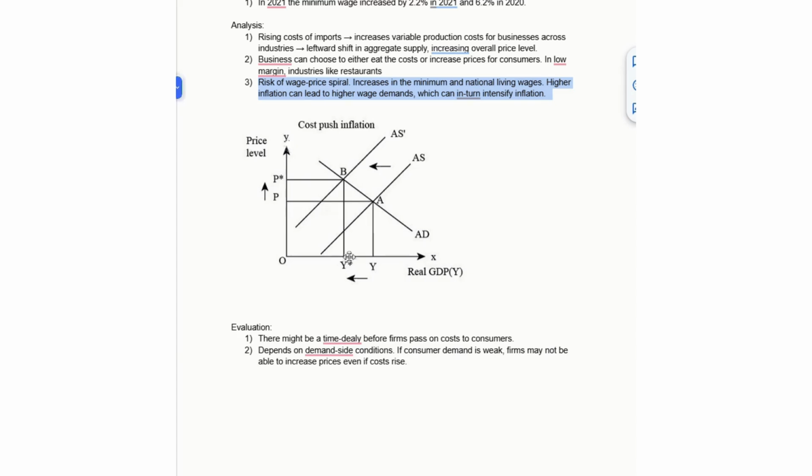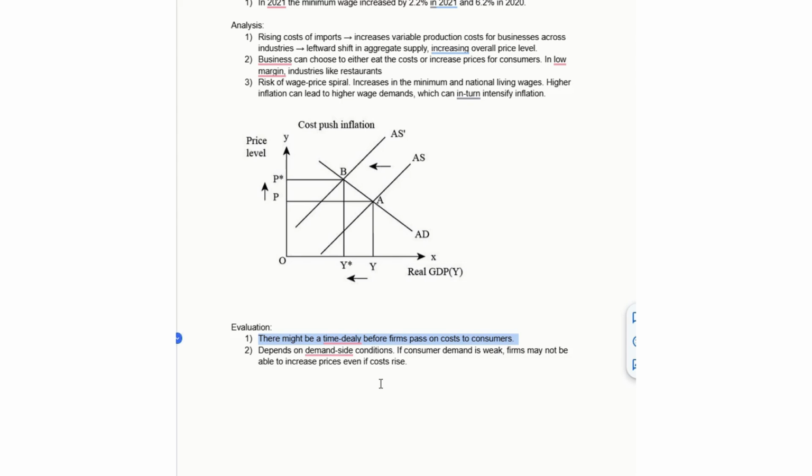In terms of an evaluation down here, I've pointed out first and foremost that there might be a time delay before firms pass goods on to consumers. So again, we're tying into this same idea we were talking about earlier, where if this is a short-term phenomenon, maybe things don't change as much. The real reason there's going to be a big time delay in this case is if firms are deciding not to pass prices on to consumers, but instead to eat into their profit margin.